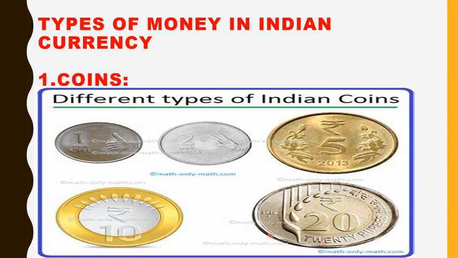If you want to see them, you can ask your parents. They will definitely show you how they look in reality and you can touch them. They are actually pieces of metal. Okay, coins are made up of metal.